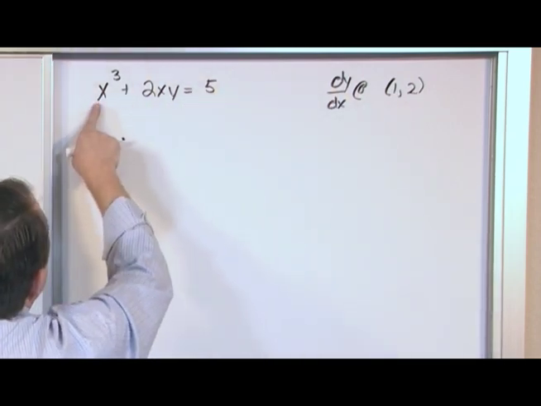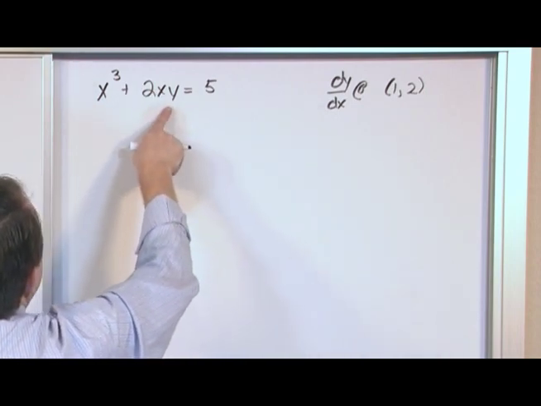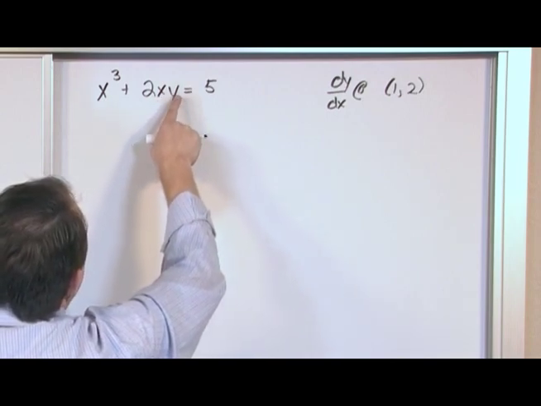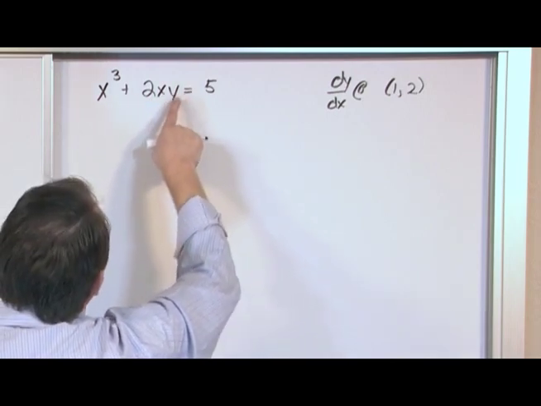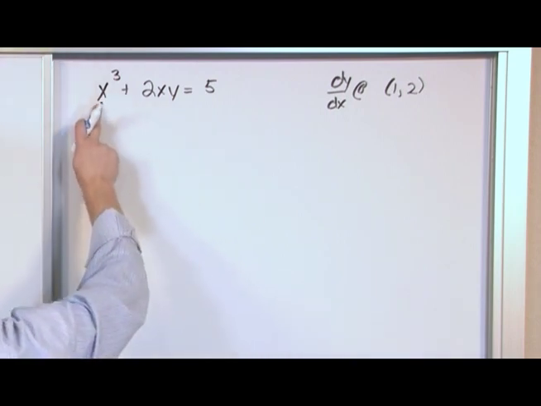Let's do it. 1 for x, so we're going to get 1 and 1 here, 2 for y. So this is 1, this is 2 times 1 is 2, times 2 is 4. So 1 plus 4 is 5, so it does satisfy this relation. So that point is just simply a point that falls on that curve, right? Let's take the derivative. Let's go term by term.